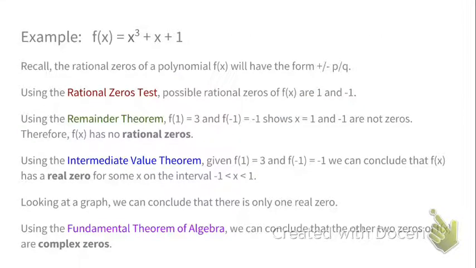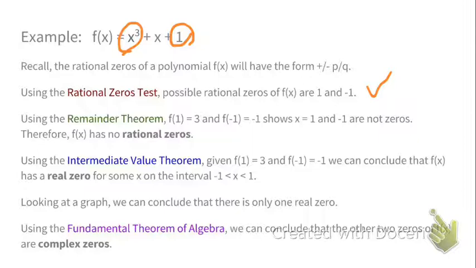So here's an example using all the different theorems we've learned. If I gave you f of x equals x cubed plus x plus 1 and asked you to find all the zeros, first you can figure out from the rational zeros test that any rational zeros will be in the form of all the factors of p, which is 1 and negative 1, divided by all the factors of q, which is the leading coefficient of x cubed, 1 and negative 1. So the possible rational zeros are 1 and negative 1. So there could be irrational zeros and also imaginary complex zeros.